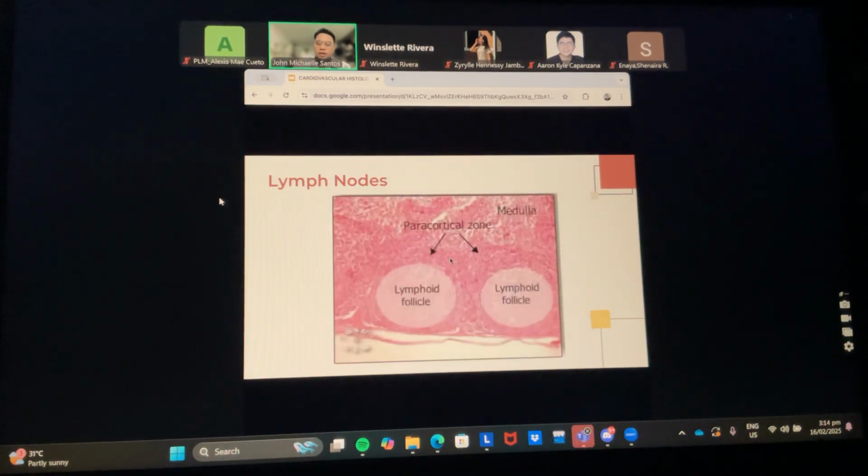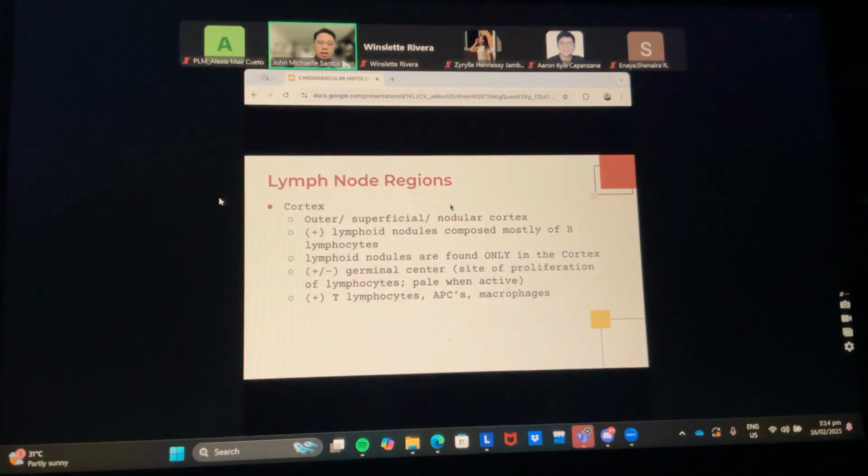So your cortex, it is located outer, superficial, or the nodular cortex. It is made mainly of your lymphoid nodules, which is mostly your B lymphocytes. Your lymphoid nodules are found only in the cortex. They may or may not have germinal centers. Yun yung sa germinal centers, dyan nag-proliferate yung mga B cells.